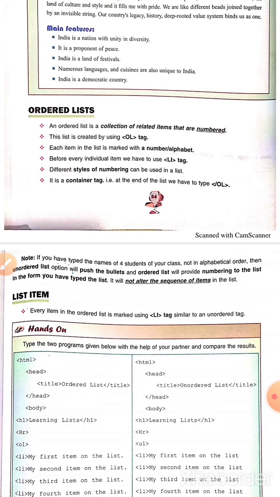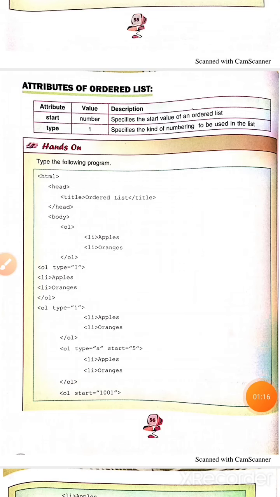For adding items we need to use the li tag here also, and it is a container tag, so at the end of the list we have to type /ol. Attributes of ordered list are start and type. Start specifies the start value of a list, and type specifies the kind of numbering used in a list.